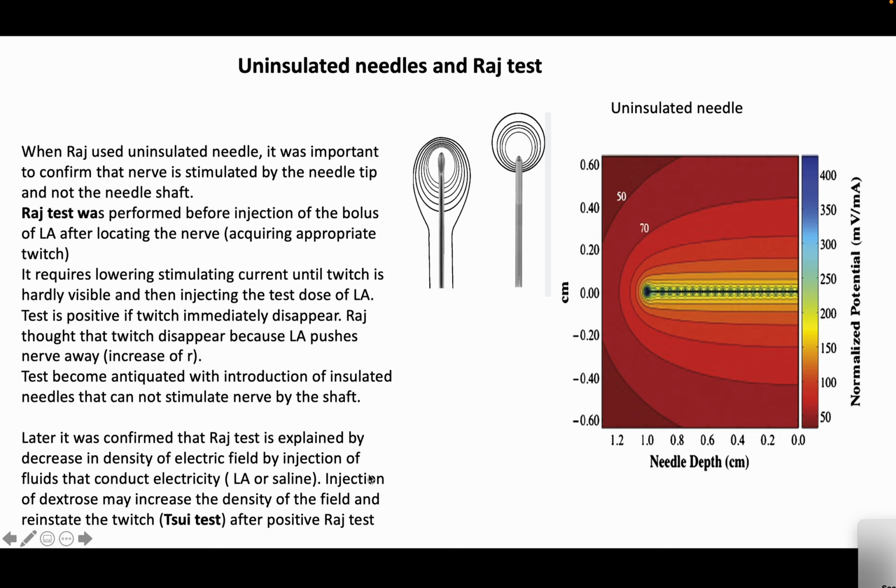On top of it, later on, it was confirmed that the Raj test is explained not by pushing the nerve away and increasing the distance, but exactly by affecting this density of electric field. And it happens when you inject a solution like local anesthetic or saline that conducts electricity, because injecting a solution that conducts electricity will immediately decrease the density of the electric field. The density is represented by how tightly those isolines are positioned here. And a confirmation of this concept is the Tsui test. When you inject dextrose, you frequently will reinstate the twitch because dextrose does not conduct electricity, and it will densify the electric field on the tip of the needle.